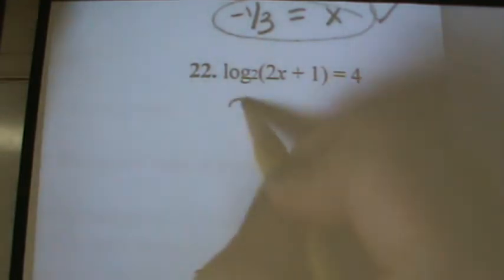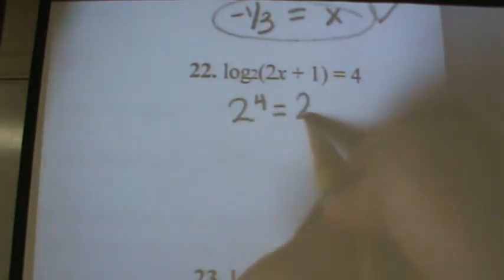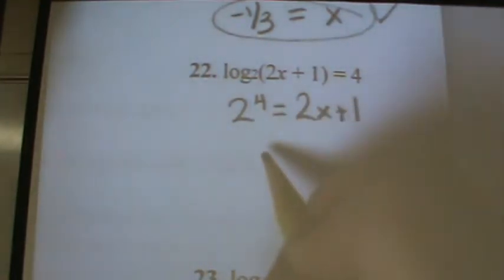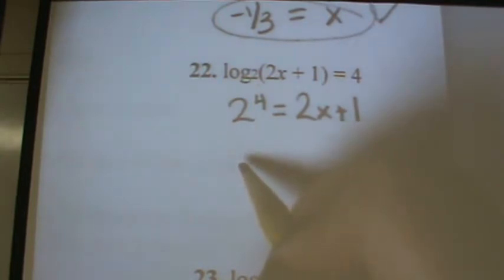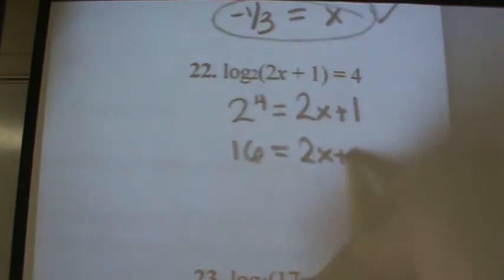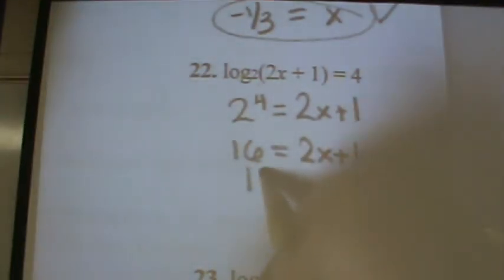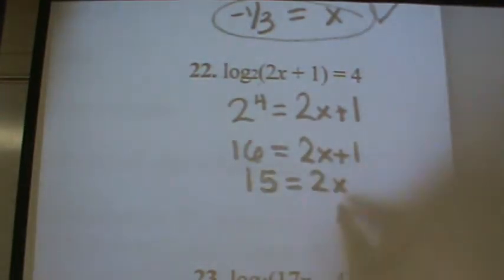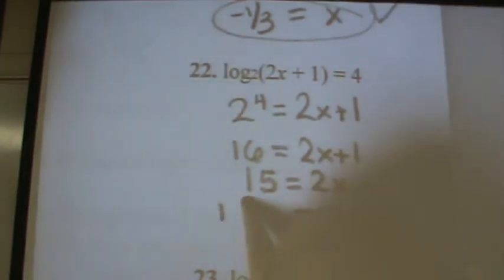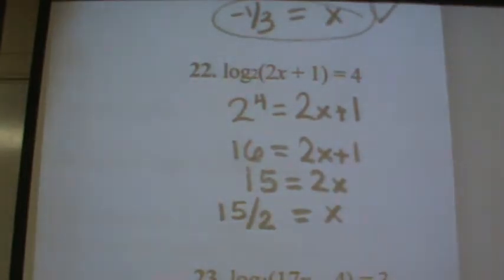How do you rewrite this one? 2 to the what power? 4th. 2 to the 4th power is what? 2 times 2 is 4, times 2 is 8, times 2 is 16. Subtract 1 and divide by 2. And this is 7.5.